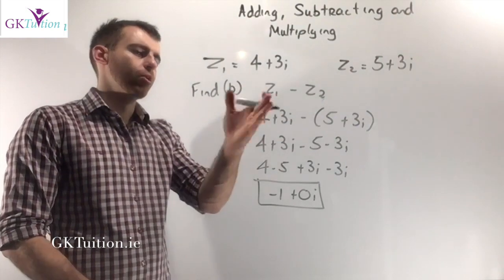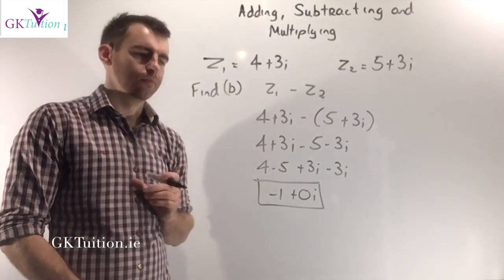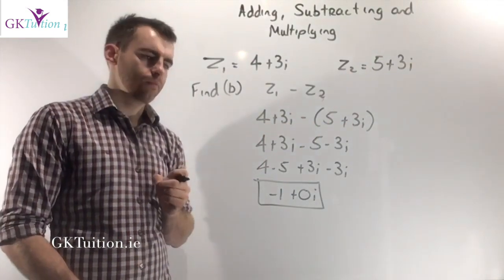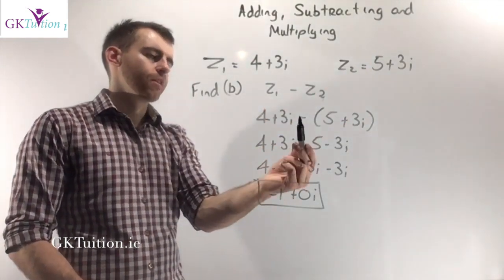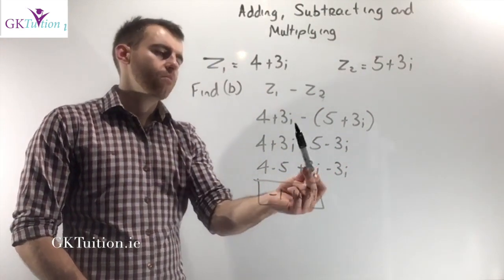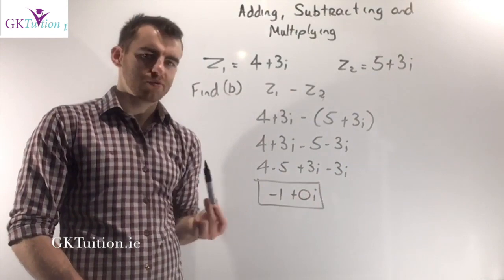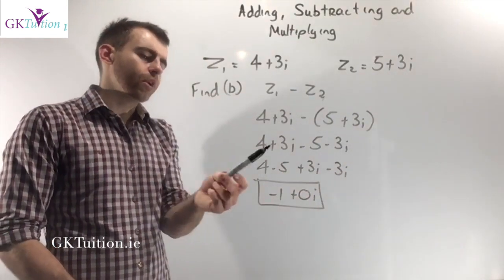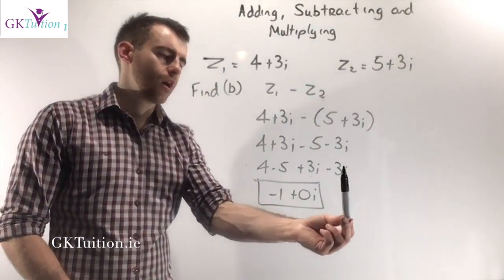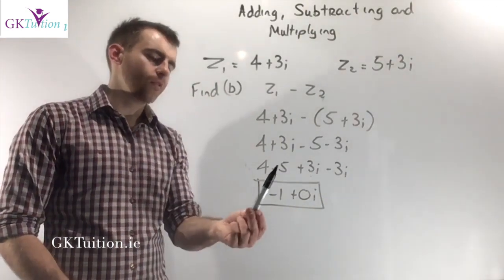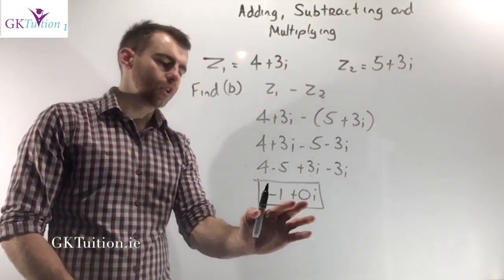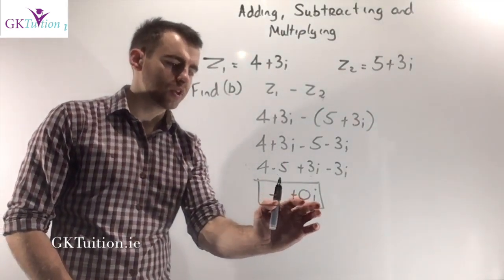Okay, so for the second one, I asked you to get Z1 minus Z2. Z1 is 4 plus 3i, and then you're subtracting 5 plus 3i. If it's minus 5 plus 3i, that means you end up changing your signs. Minus 1 by 5 is minus 5, minus 1 by plus 3i is minus 3i. If you then group your real numbers, you have 4 minus 5. If you group the imaginary ones, you have 3i minus 3i. 4 minus 5 is minus 1, and plus 3 minus 3 is 0. So notice you should still write your answer as minus 1 plus 0i.